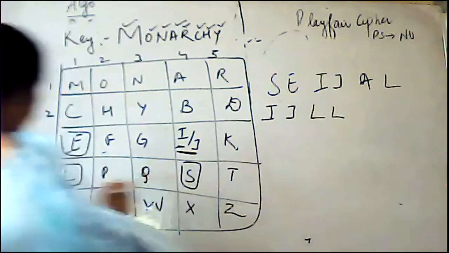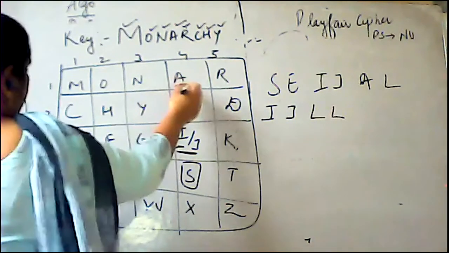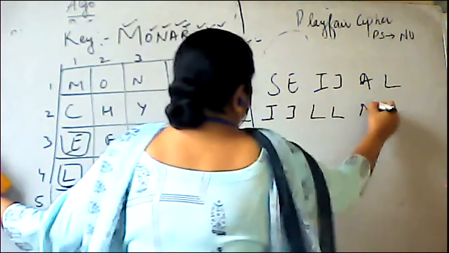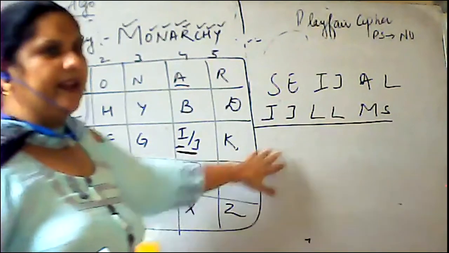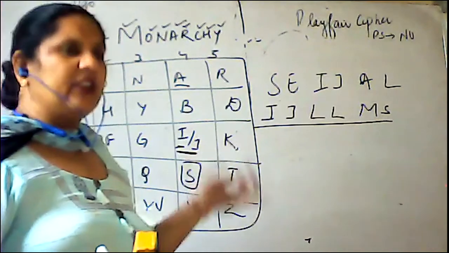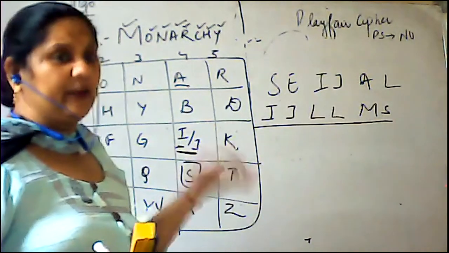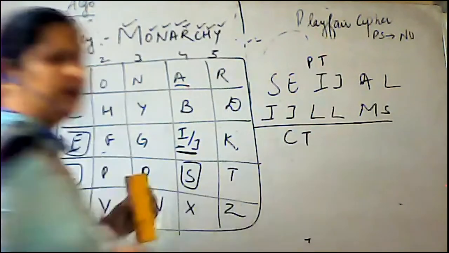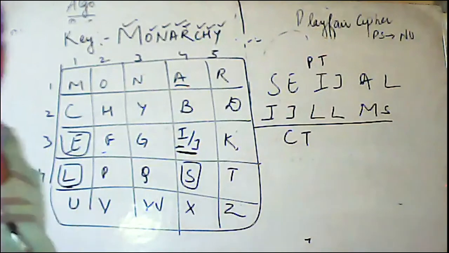Then A and L. A and L, so they will be replaced by M and S. So now what will a hacker think? This LL will stand for a single letter, that is I or J. He will not be able to figure it out. Fine. So this is your ciphertext for the given plain text Sage. Okay.